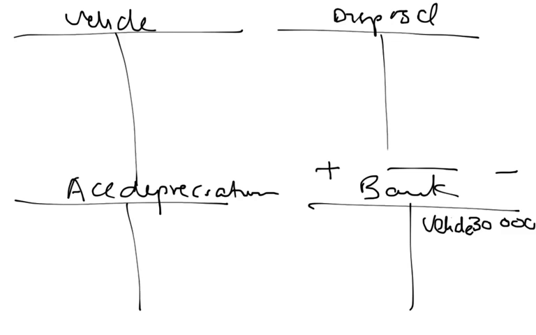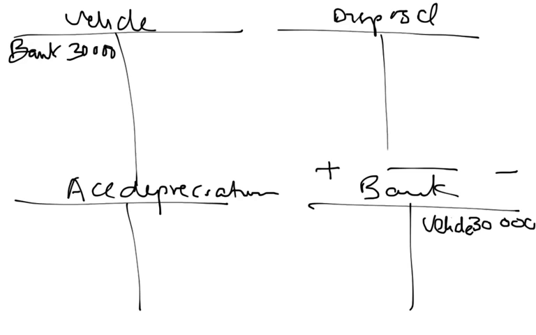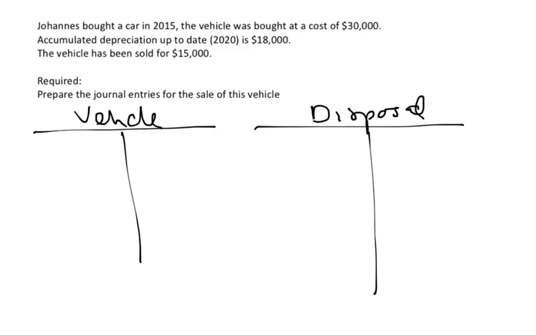Now we will debit our vehicle because we have more cars. Our asset increases in this case. 30,000 bank. Okay, we move on. So accumulated depreciation up to date is 18,000. So whenever we record depreciation, we always debit the depreciation account because it's an expense. We incur more expenses, and then we credit accumulated depreciation. So say the balance, or you just say depreciation is 18,000.